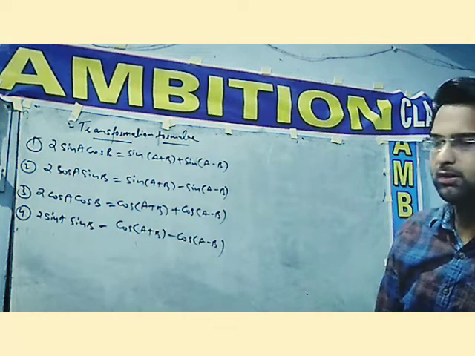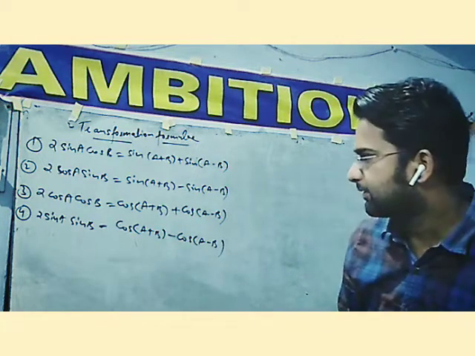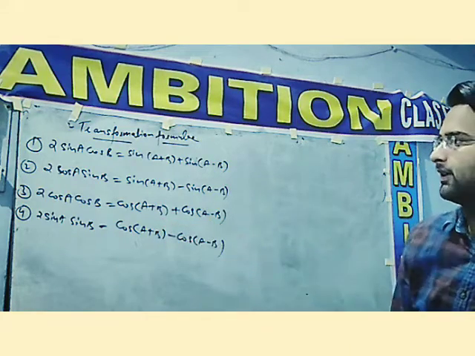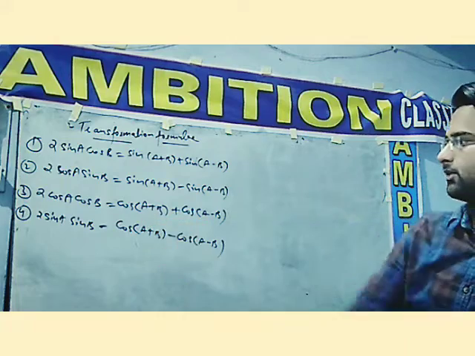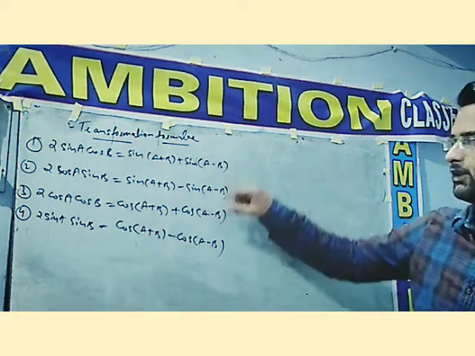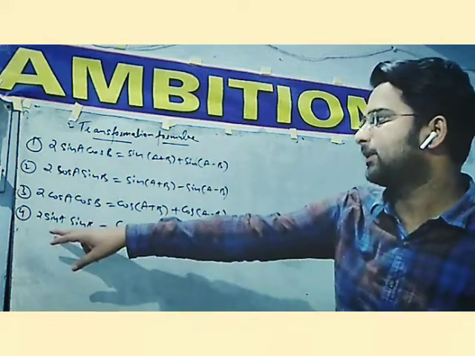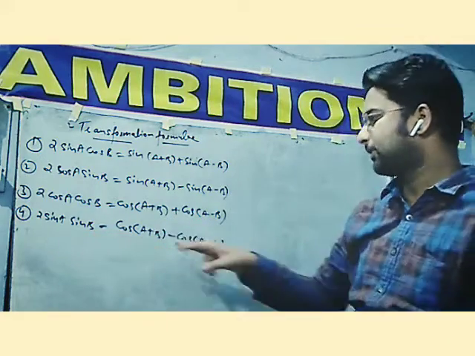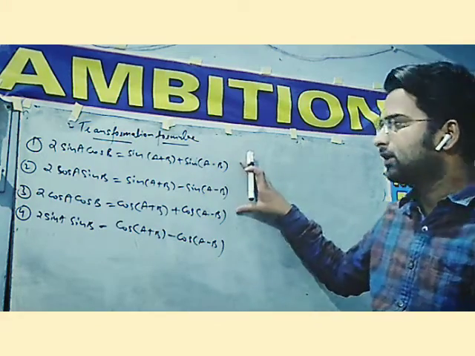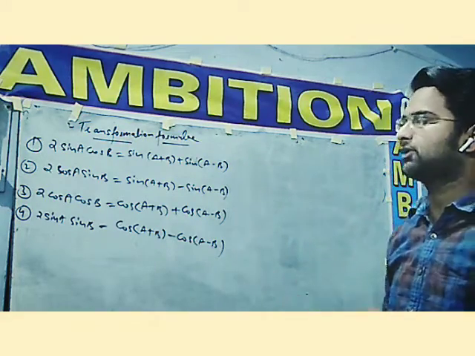Our third formula is 2 cos A cos B. The formula for 2 cos A cos B is given by cos(A+B) plus cos(A-B). Here both the terms are in cos, so its formula will also be in cos. And the fourth formula is different from all the other three. It is given as 2 sin A sin B, and its formula is cos(A+B) minus cos(A-B). Students, by applying these formulas, we have to solve questions.